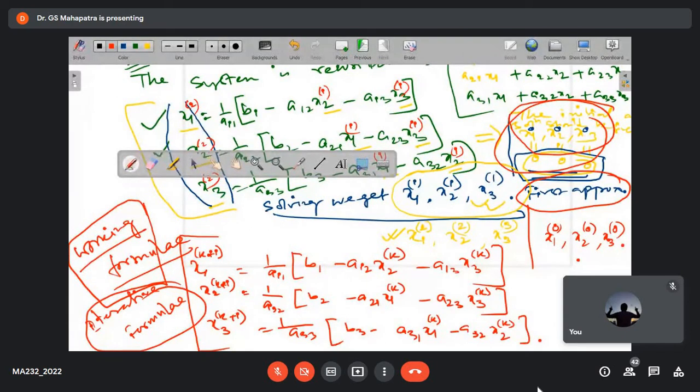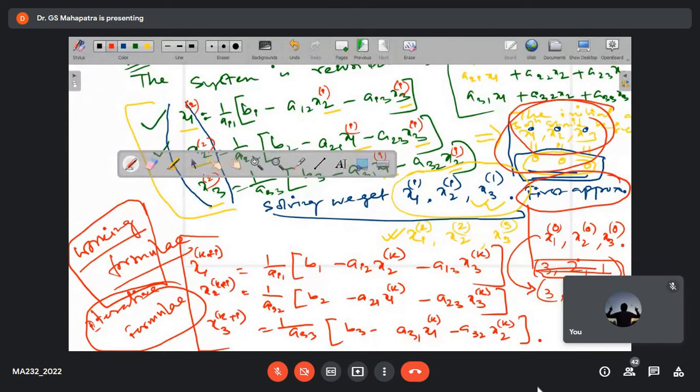The answer is 3, 2, 1. So if you consider this is the original solution, 3, 2, 1. And if your initial approximation is the same, can you improve the solution? The exact solution is also 3, 2, 1. Are you able to improve the solution? Then what you have to do?